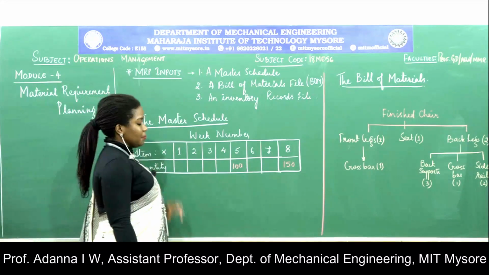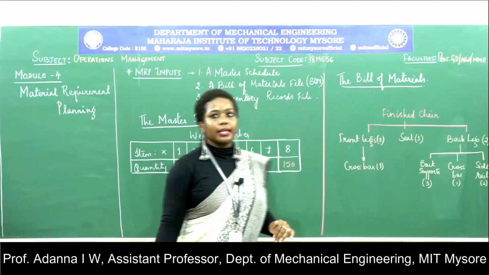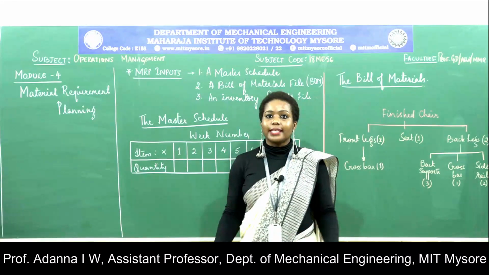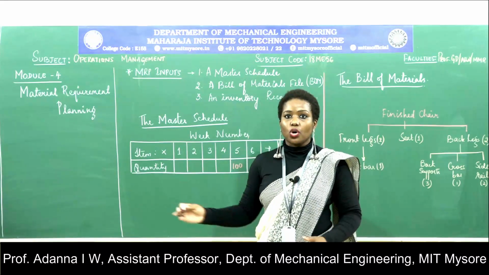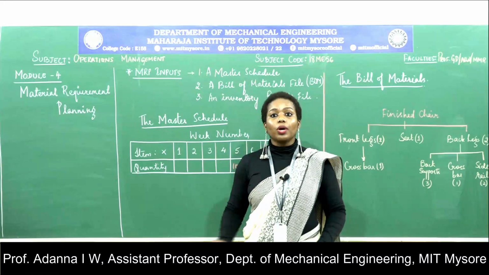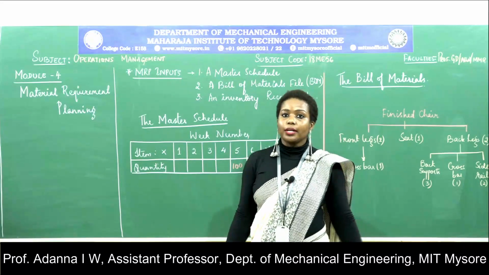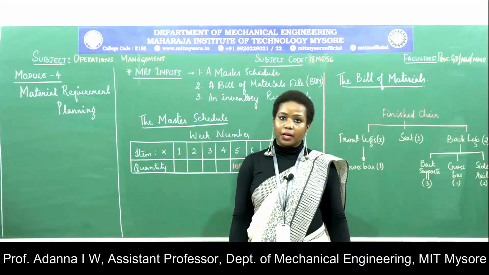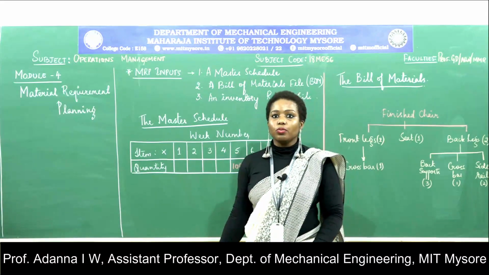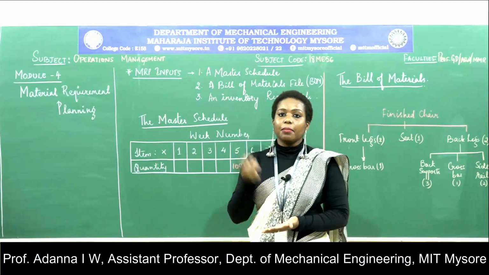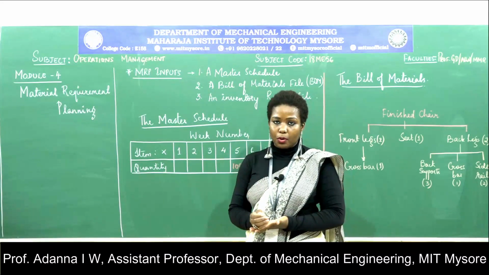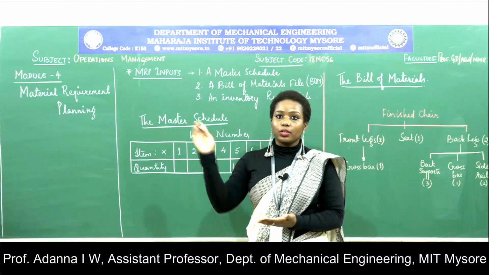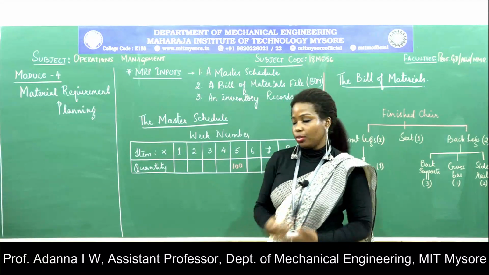Now, if we start with the master schedule, as the name suggests, it tells you exactly how many items or what quantity of a particular product is required, and when it is required. This is the master production schedule. So this schedule will tell you what is the lead time, when exactly should the material be processed, when exactly should the raw materials arrive at the shop floor.